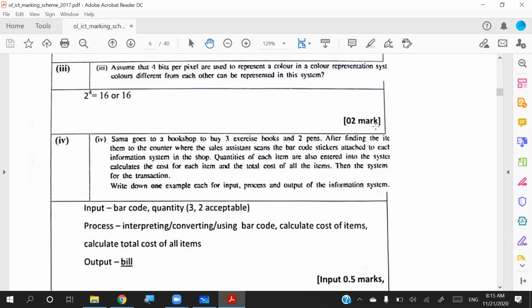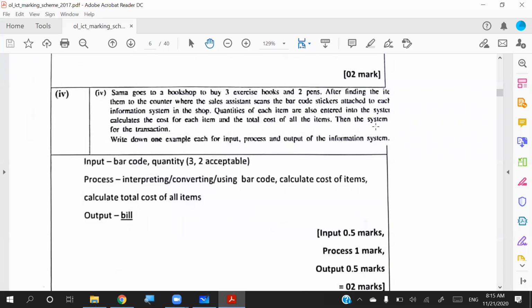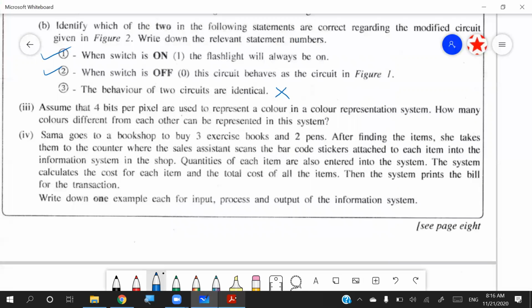Okay, in fourth part it says Sama goes to the bookshop to buy 3 exercise books and 2 pens, and after finding the items she takes them to the counter where the sales assistant scans the barcode sticker attached to each item into the information system in the shop. Quantities of each item are also entered into the system. The system calculates the cost for each item and the total cost of all the items. Then the system prints the bill for the transaction. Write down one example for input, process, and output of the information system.